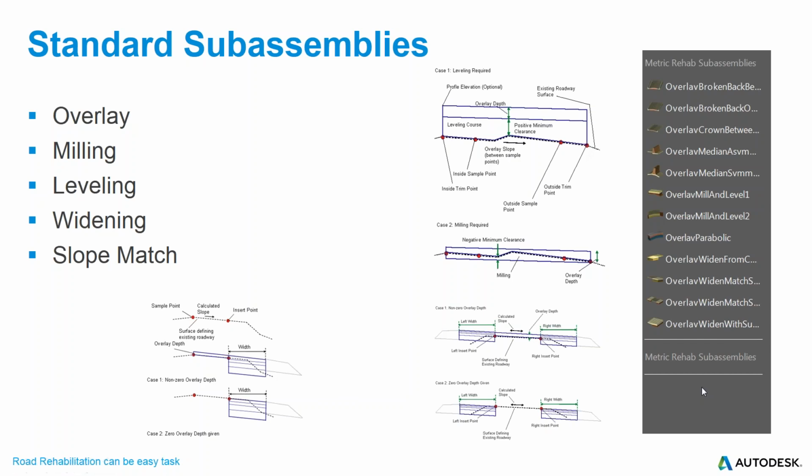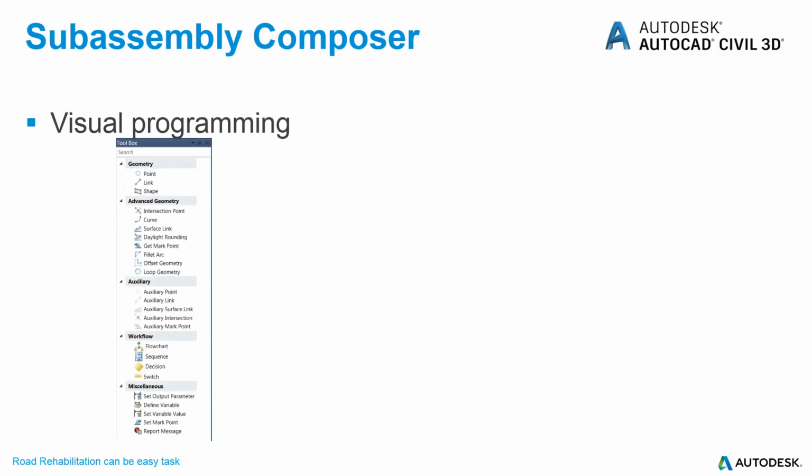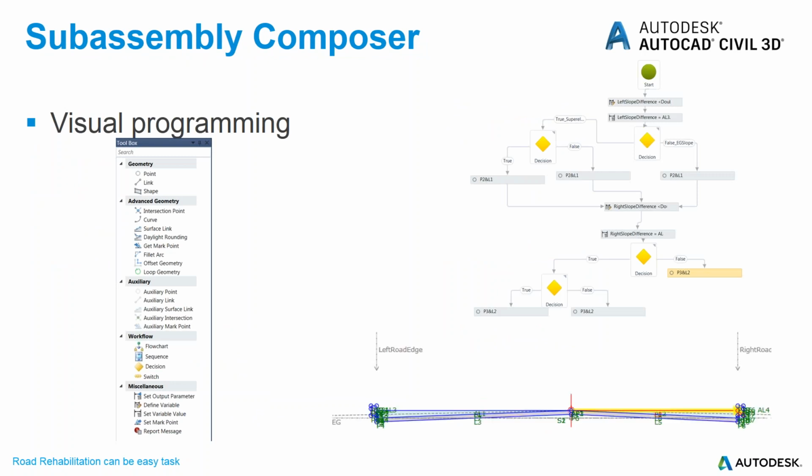These are the standard subassemblies for standard corridor, which in fact I showed last year. So this is not new. Then I also talked about Subassembly Composer, where you can have visual programming, where you can build your own subassembly based on rules, based on some decisions. This is really visual programming. You should understand the logic, but you don't need to know programming, because in fact you are just dragging and dropping nodes and making connections.